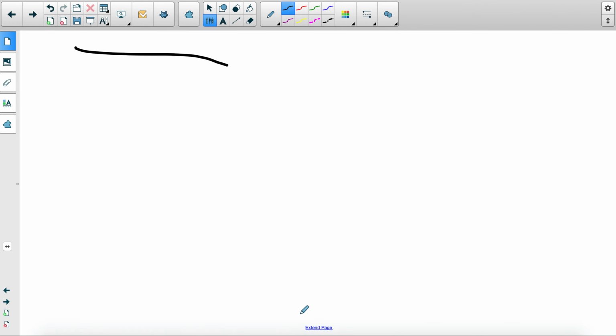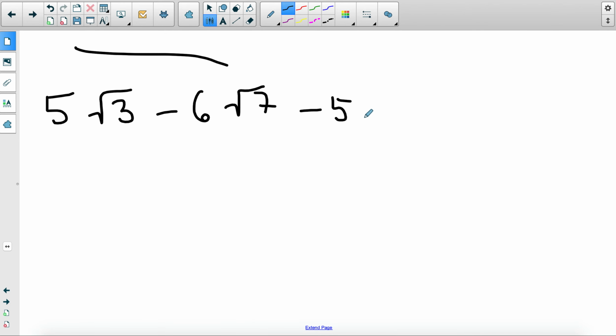Let's try a slightly longer one. So I'm going to put this up, do pause the video and attempt this one. So I have 5 square root of 3 minus 6 square root of 7 minus 5 plus 4 square root of 3 plus square root of 7 minus 8. Pause the video and then resume it to see how it's going to be done.